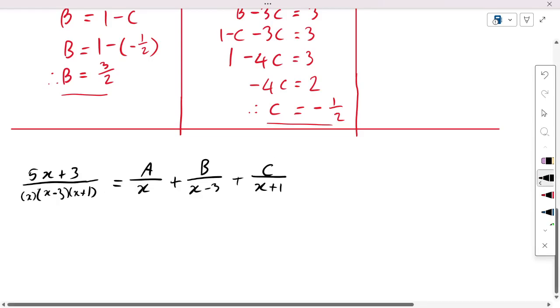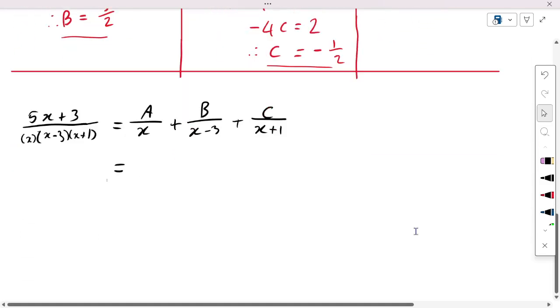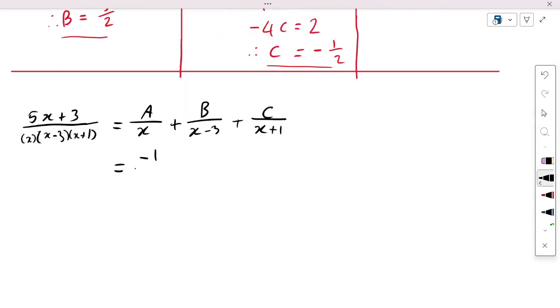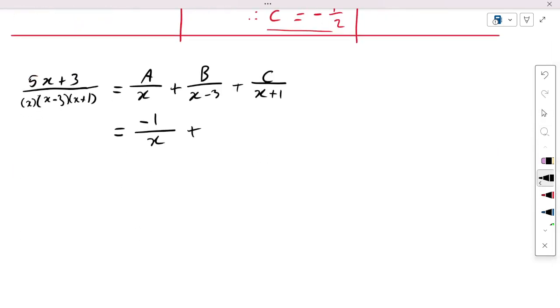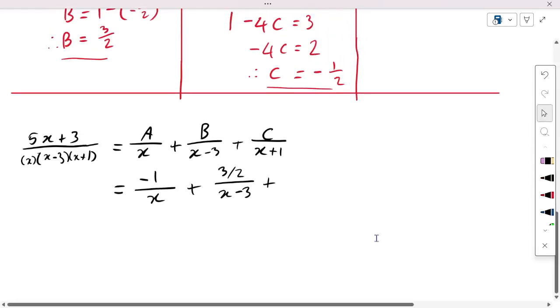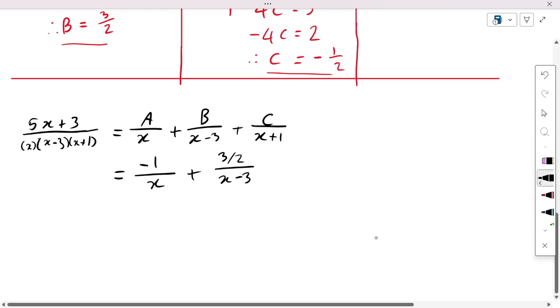So then this is just going to be equal to, what is a equal to? A is equal to -1. So we're going to have -1 divided by x. Plus, what is b equal to? B is equal to +3/2. So it's +3/2 divided by x minus 3. Plus, and we are going to have -1/2. So this is actually going to be negative. So it's going to be -1/2 over x plus 1.